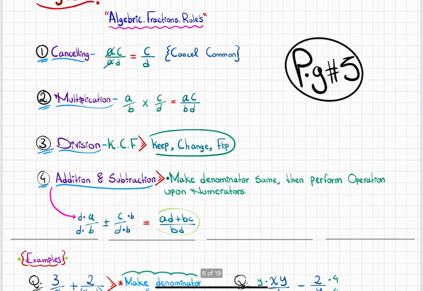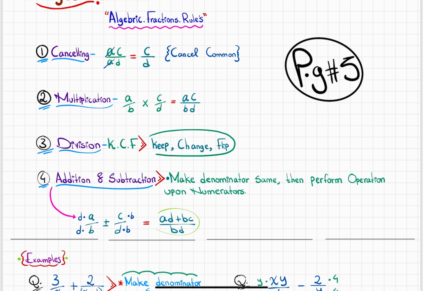Algebraic fractions rules. We have 4 rules: cancelling, multiplication, division, and addition and subtraction. Cancelling is when you have common terms in the numerator and denominator, you cancel them out. So a over c and a over d, a is common, you cancel each other out, because again 2 divided by 2 is equal to 1, cancels. So your answer is c over d. Multiplication, multiply numerator with numerator and denominator with denominator. So a times c is ac, b times d is bd.